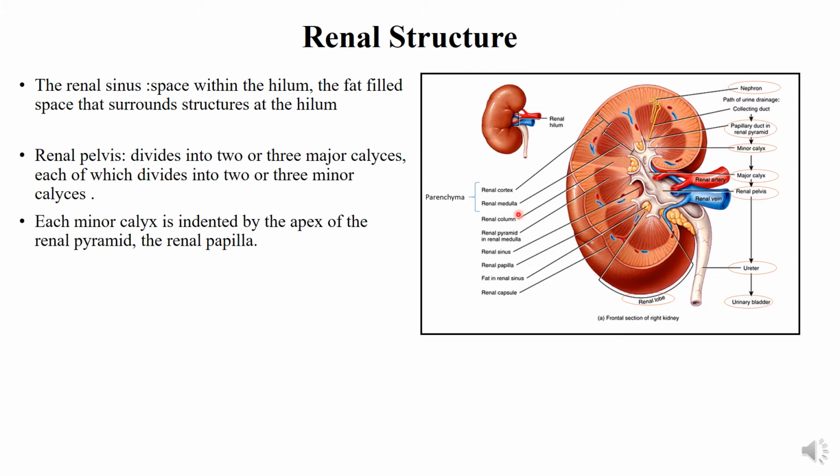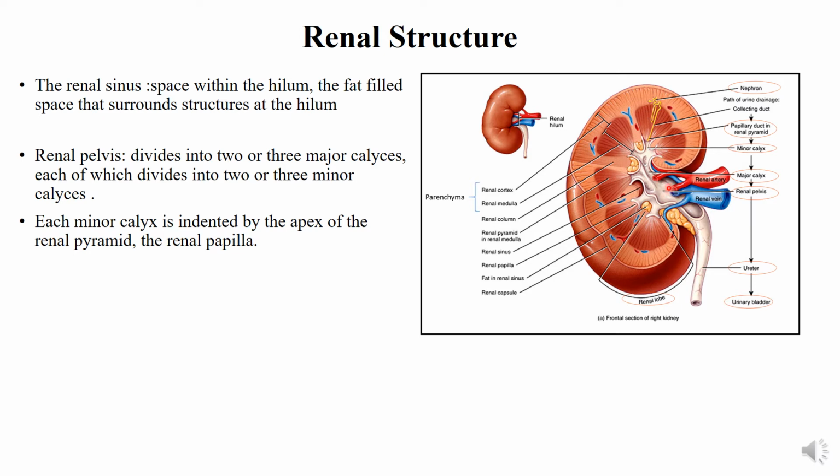So some more areas to know in the kidney: the renal sinus. The renal sinus is the space within the hilum, and this space is filled with fat, and it surrounds the structures at the hilum. So this is called the renal sinus.